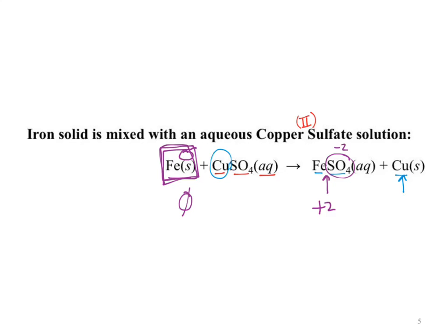Okay? Which brings up the next issue with this. How would you know, if I asked you to predict the products, what the charge was on iron? If it's variable, you wouldn't be able to predict it. I would have to tell you that you are forming iron in its plus 2 state. Now balance.